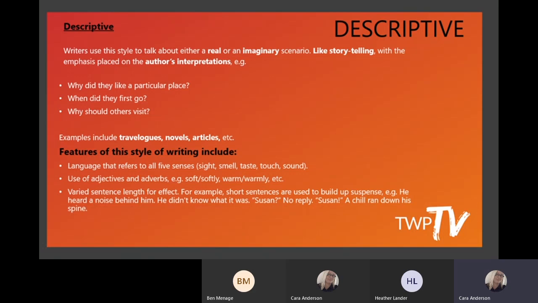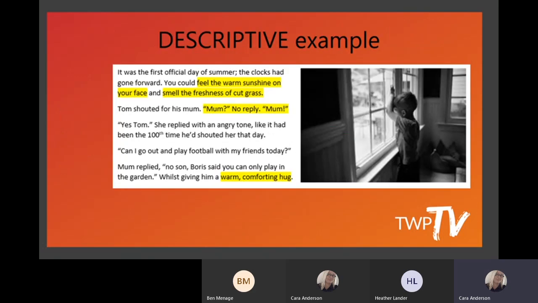And there's obviously an example on the screen. Okay, so this is an example of some descriptive writing. I've highlighted some of the main aspects in there. So based on what we've just gone through, what sort of things have been highlighted? They might not be everything that we just looked at, but what is highlighted on there?